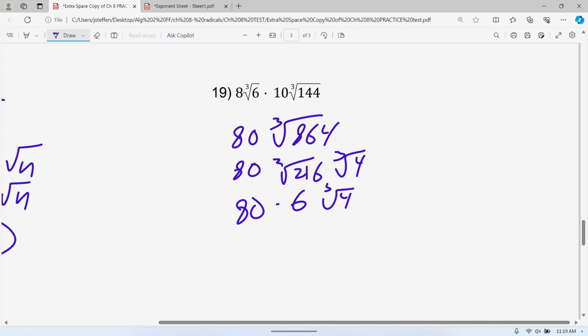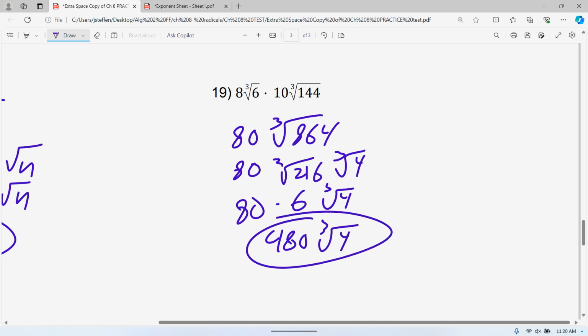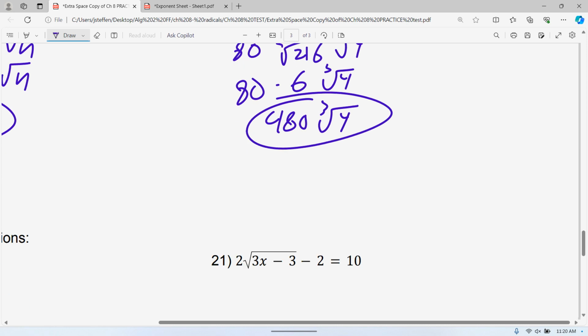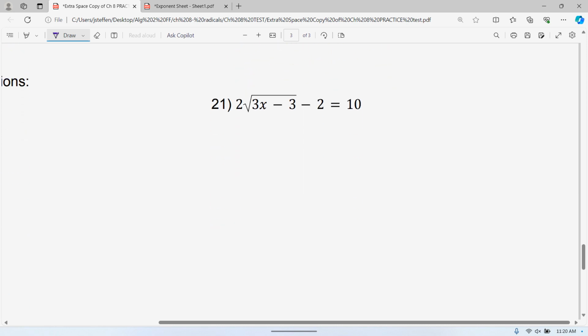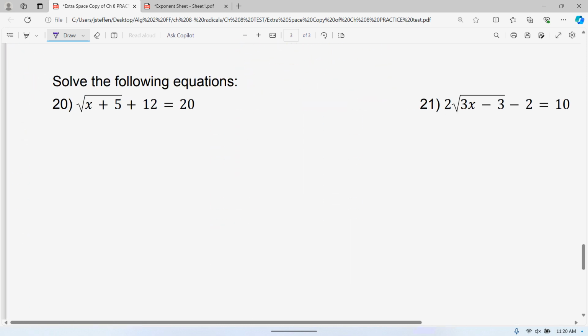And last but not least, 80 times 6 is 480 times the third root of 4. If you are still struggling with reducing radicals, I strongly recommend you ask questions, but also watch lessons 8.1 and 8.2 for those.